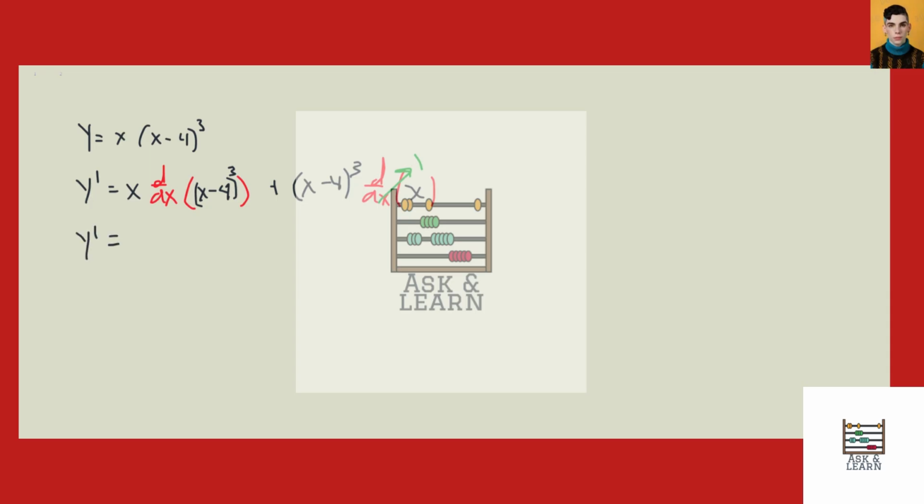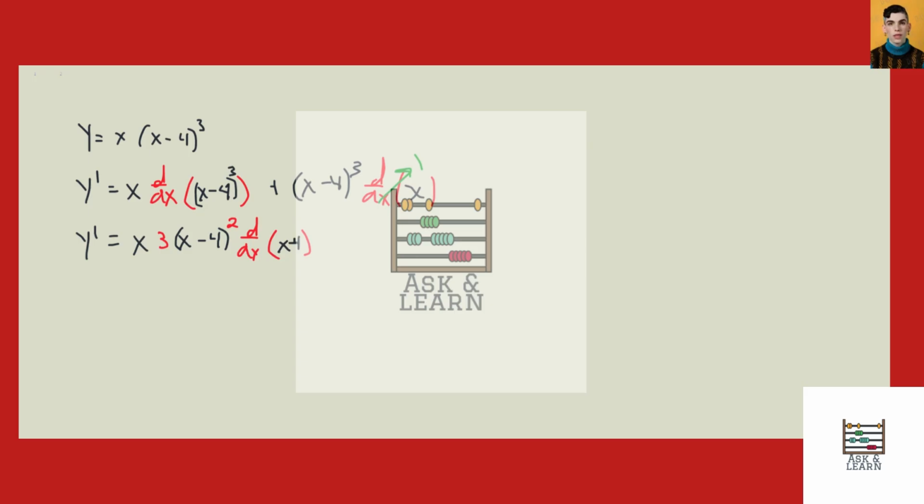And then to take the derivative of (x minus 4) cubed, we're going to have to apply chain rule. So chain rule says take the derivative of our outside function, which in this case is going to be x cubed. So that would be power rule, so 3 times (x minus 4) squared, and then we need to take the derivative of our inside function, which is x minus 4.